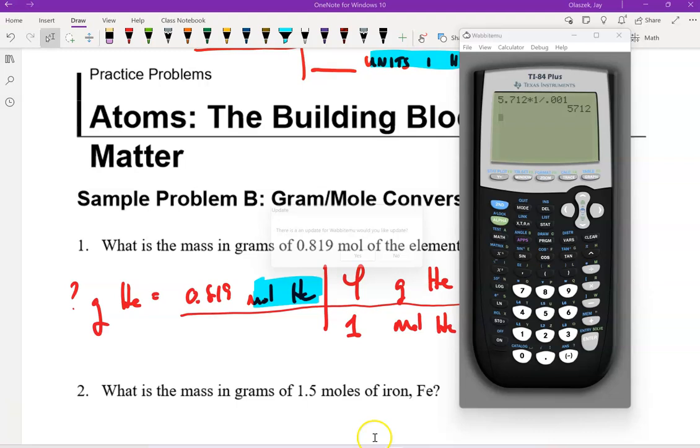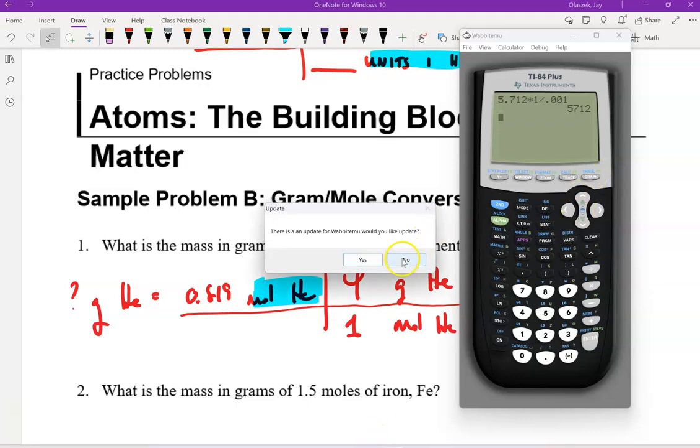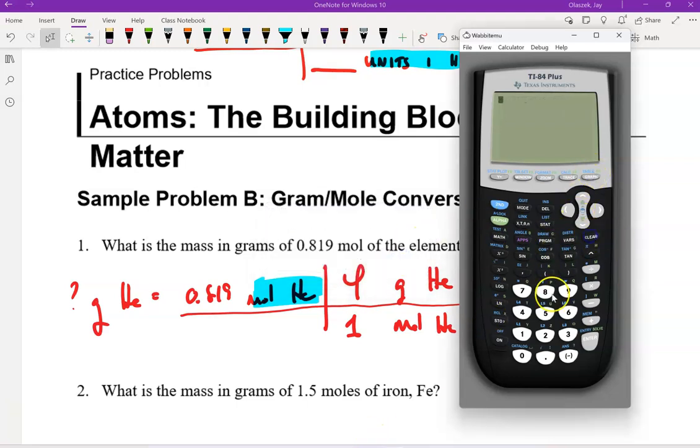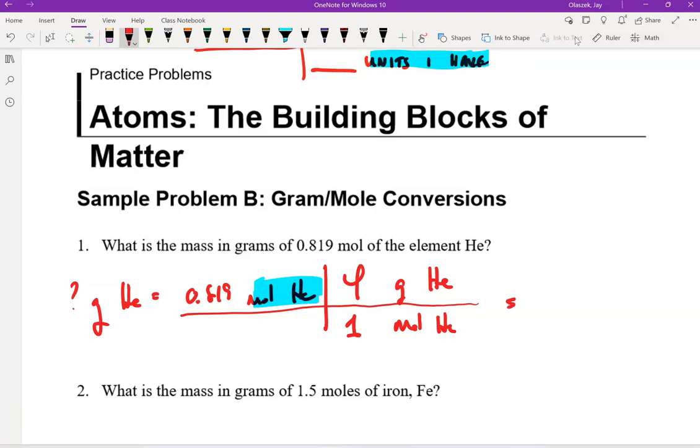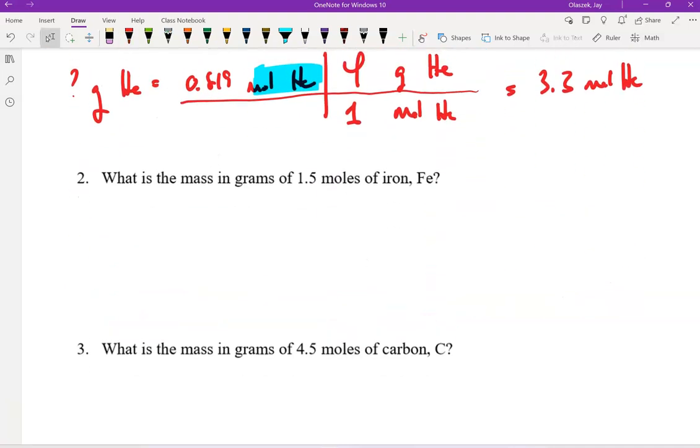Bust out my calculator, and we're going to say 0.819. We're going to multiply across the top, which is 4, and divide by the bottom, which is not necessary. And this tells us that if you have 0.819 moles of helium, that's 3.328. Call that 3.3 grams of helium. Okay? These are all set up very similarly. We'll go the other way on the next set.